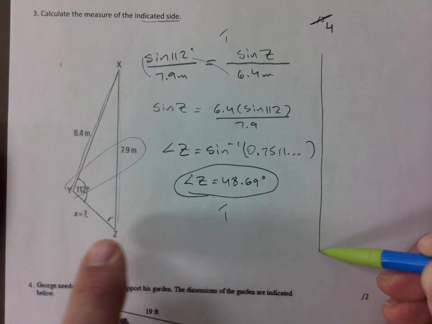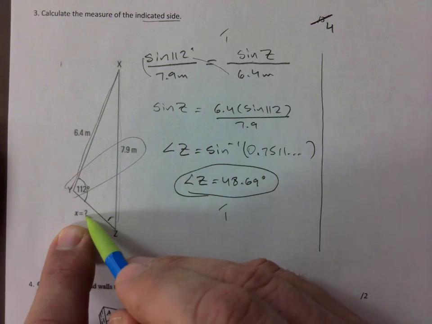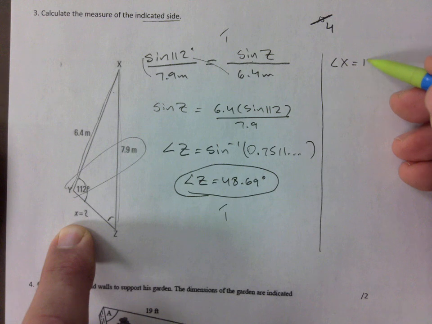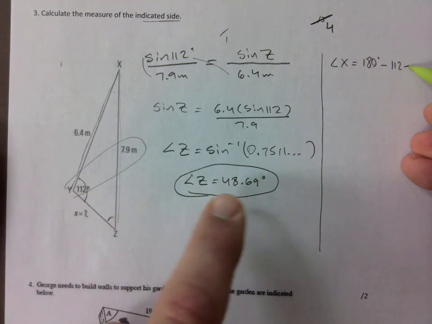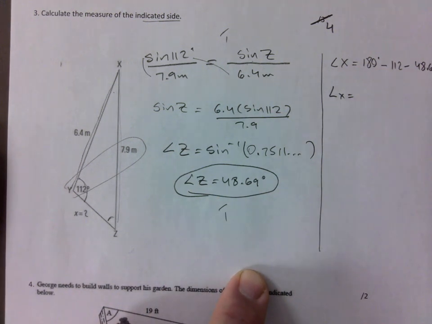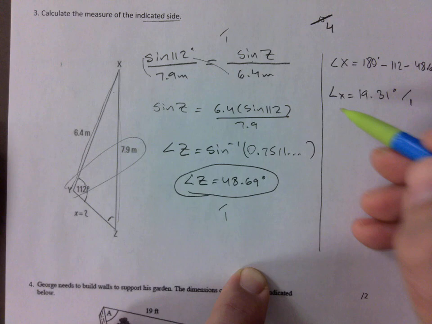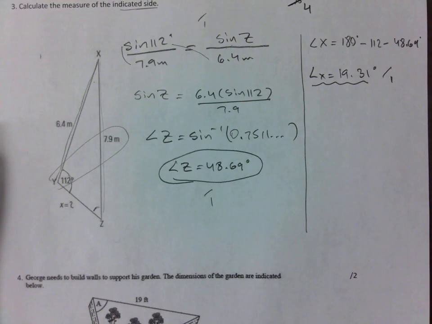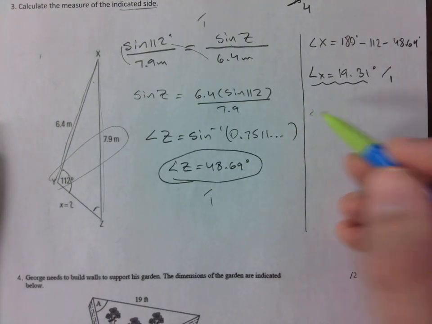Okay, so now we're going to inch our way into figuring out this. We can now find angle X, so we go angle X is going to be 180 minus the 112 minus the one I just found. And so angle X is going to be 19.31. And I'll give you a mark for that. The province actually, every time you have to figure out that third angle, usually there's a mark associated with that. Okay?